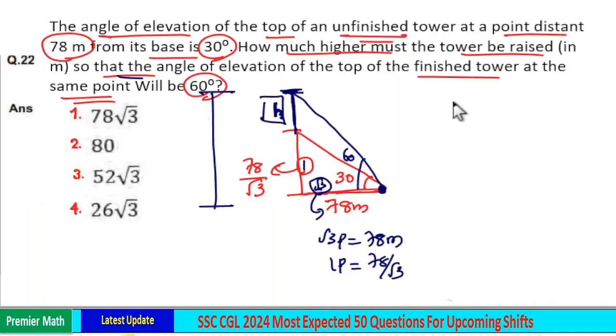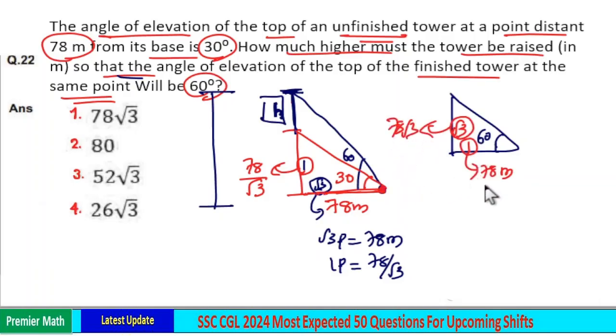Now if you take 60 degree as the angle of elevation, 60 degree means tan 60 is equal to root 3 by 1. Which means here one part is 78 meter, which is the base length. Now root 3 part is equal to 78 root 3. That is, if one part is 78 meter, root 3 part is equal to 78 into root 3. Which means here total height is equal to 78 root 3.